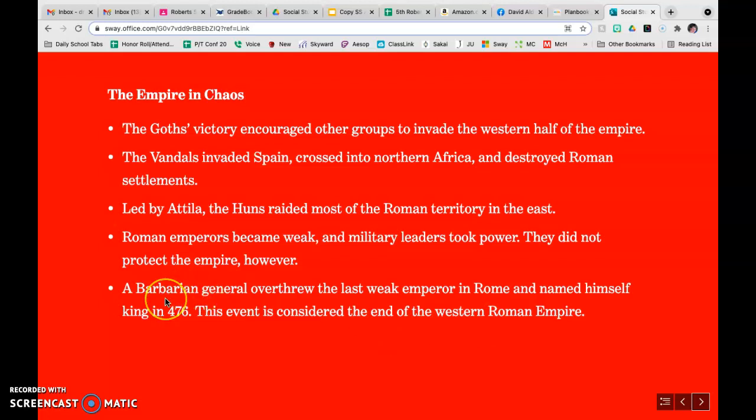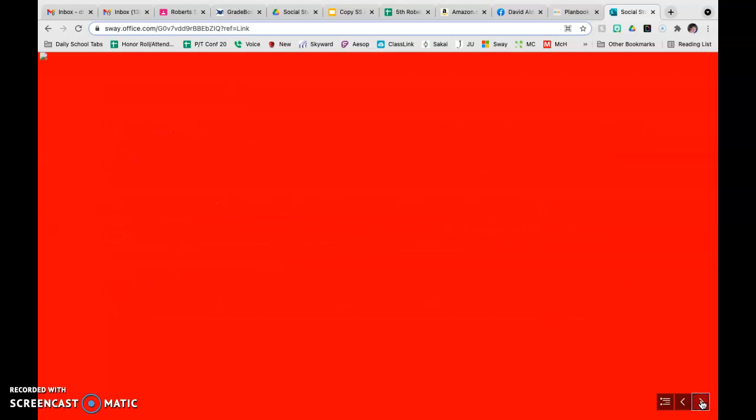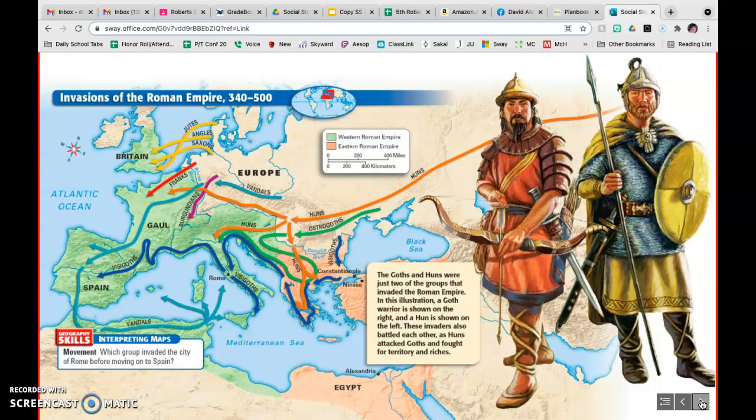And barbarian just basically means anyone that wasn't a Roman. Okay, so like uncivilized people, they were barbarians. So the invasions of the Roman Empire from 340 to 500 AD/CE. In the green we have the Western Roman Empire, and in this light orange color is the Eastern Roman Empire. And you can see all the different groups that invaded.